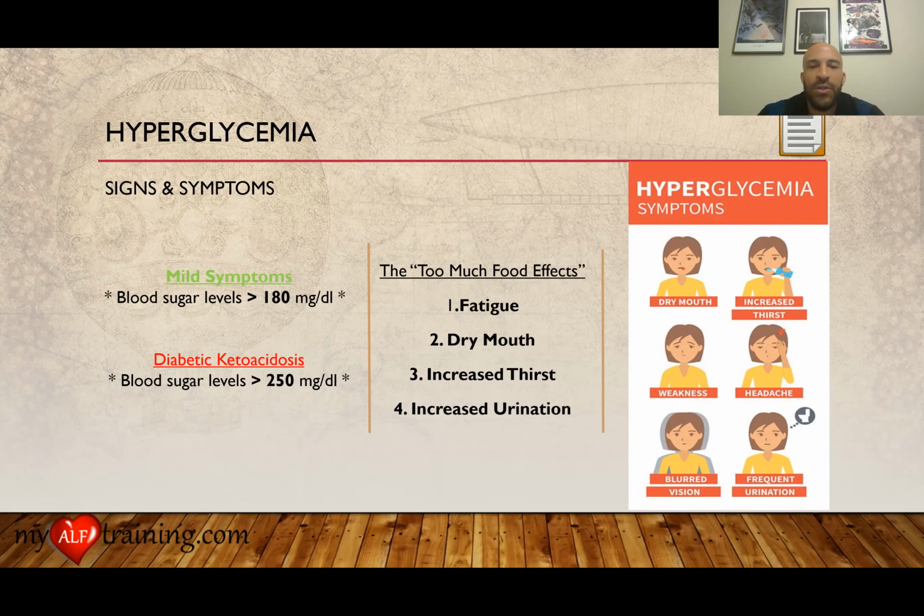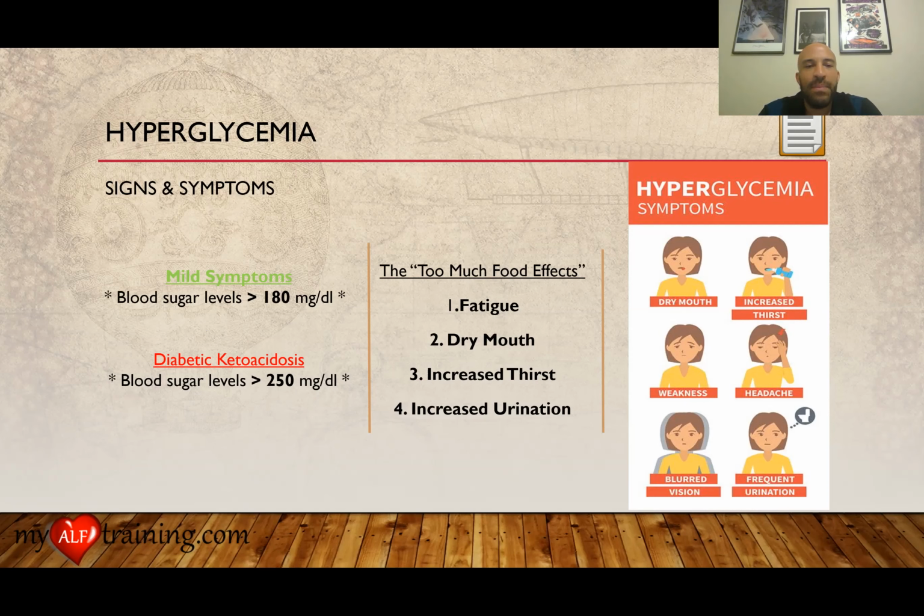And then you're drinking and then you're urinating. It's a continuous vicious cycle. And it's because you ate so much, of course, you're very sleepy now. You're fatigued. So this is the too much food effect. Hyperglycemia is similar because you've eaten too much. Your blood sugar's too high now. So your body's trying to break it down and it needs some more water.